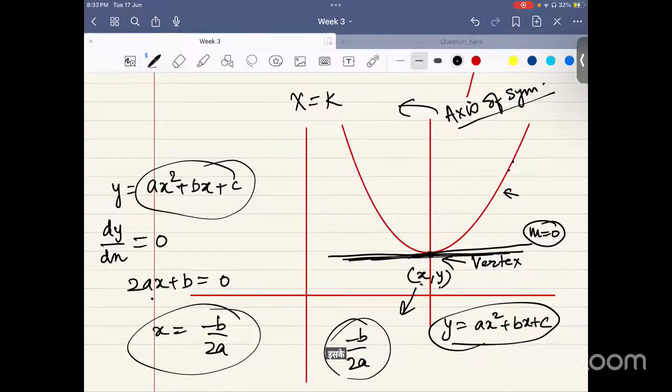Is this clear to everybody or not? Yes, sir. Clear. Clear to everybody, right? Yes, sir. Okay.